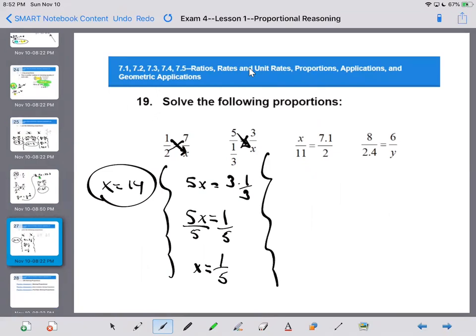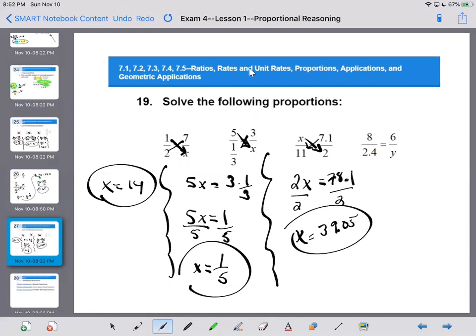Third, I'm going to take x, multiply it by 2, and get 2x. And then I'm going to take 7 1/10 and multiply it by 11, and I'm going to get 78 1/10. And what am I going to do with that? I'm going to divide both sides by 2. So on your calculator, you can take 78 1/10 divided by 2, and you're going to get 39 5/100.